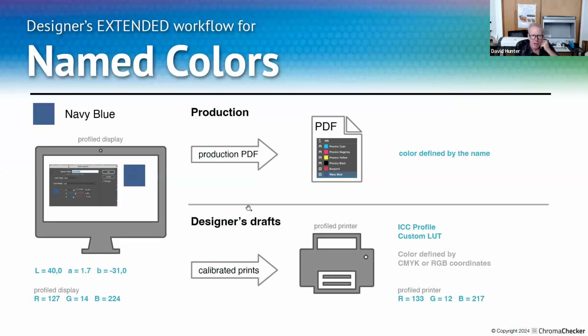As you see here, you've got your production color defined by name, and then the designer's drafts, if you're wanting to print to a calibrated profile printer, the CMYK data, the process data will render per your profile conversion configurations, whereas the name color through a custom lookup table will render to the RGB value that's necessary to get that lookup table on that printer.